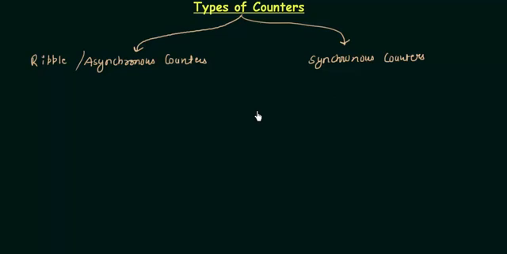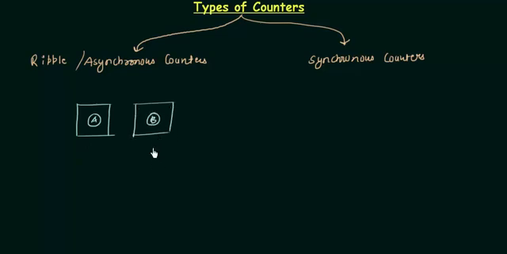First we will see the asynchronous counters. For these counters, the external clock signal is applied to one flip-flop, and then the output of the preceding flip-flop is connected to the clock of the next flip-flop. Let's see what I mean by this. Let's say I have a counter which consists of two flip-flops. This is my flip-flop A and this is my flip-flop B.